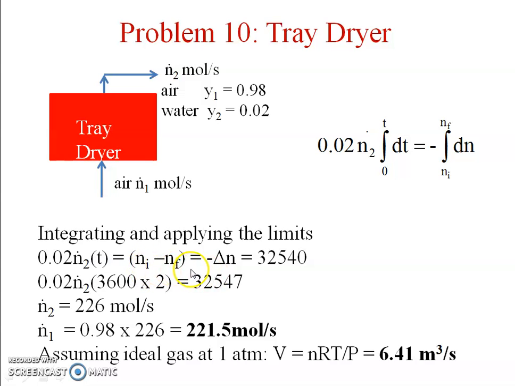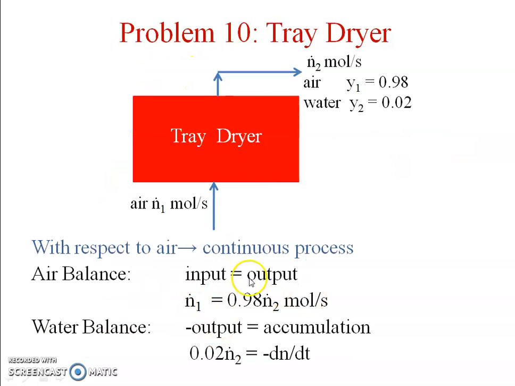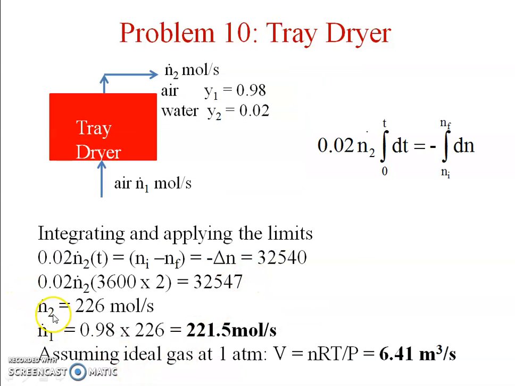I know Ni minus Nf, that is the amount of water which has been removed, that we had already calculated as delta N, and that came out to be 32,540 moles. Okay, so I'm putting this value. I know that this drying cycle runs for 2 hours, that is 3600 into 2 seconds. So just plug in all these values and I find N2 dot. Now that I know N2 dot, I can use this air balance equation to find N1 dot. So from N2 dot, I have calculated N1 dot, that is equal to 221.5 moles per second.